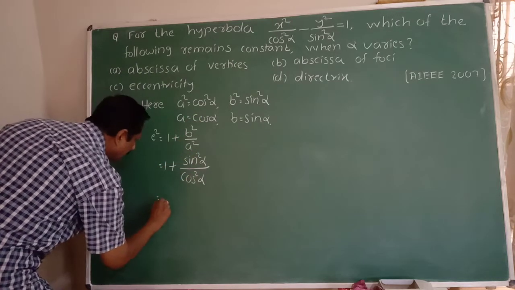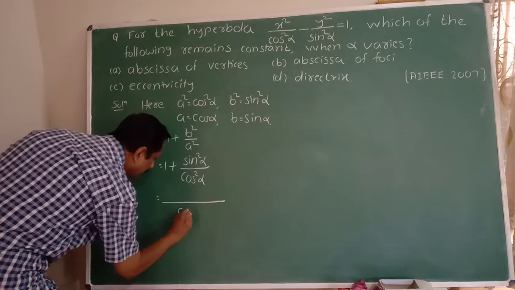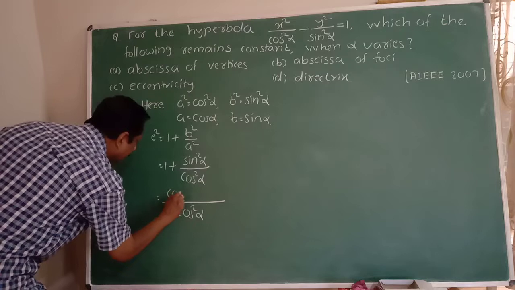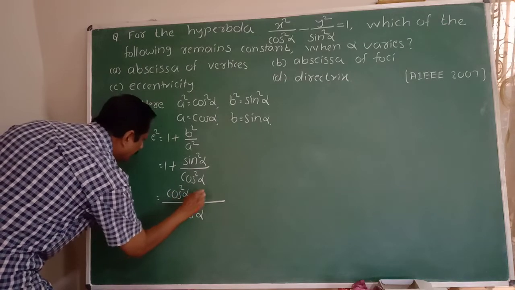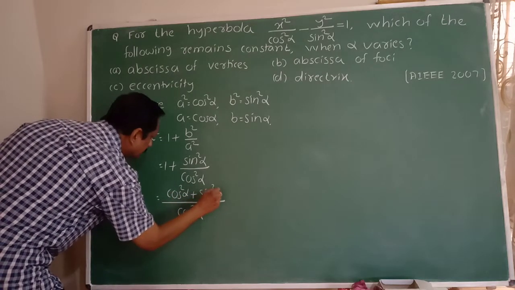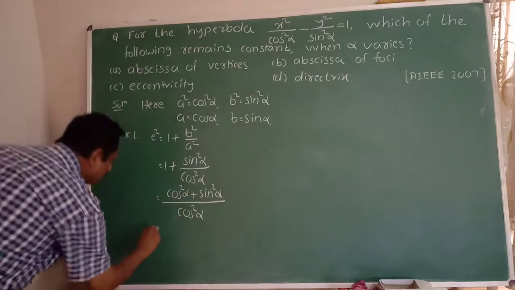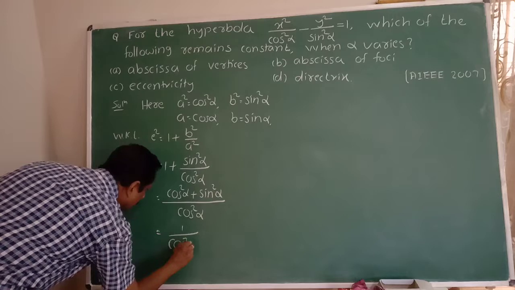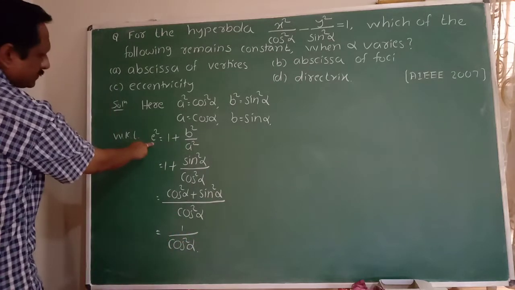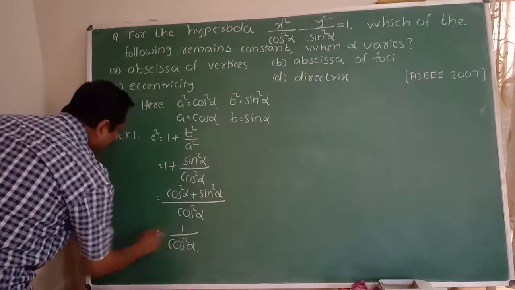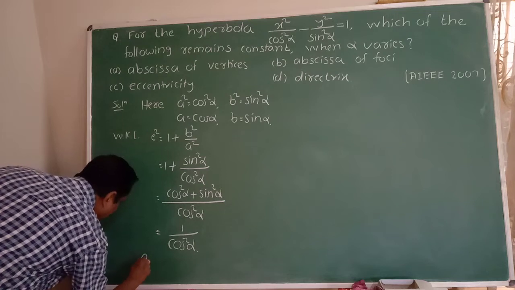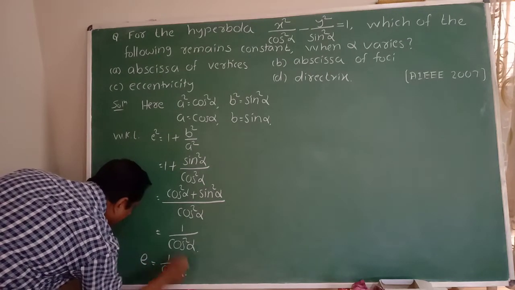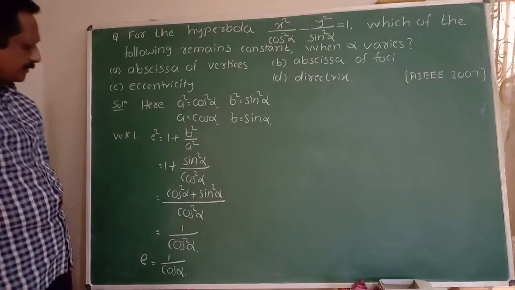So cos square alpha is the LCM here, right in the denominator. Cos square alpha into 1 becomes cos square alpha plus sin square alpha here. Cos square plus sin square is 1 here. So 1 divided by cos square alpha. So e square is equal to 1 upon cos square alpha here. Hence e is equal to 1 divided by cos of alpha here. So eccentricity is 1 upon cos alpha.